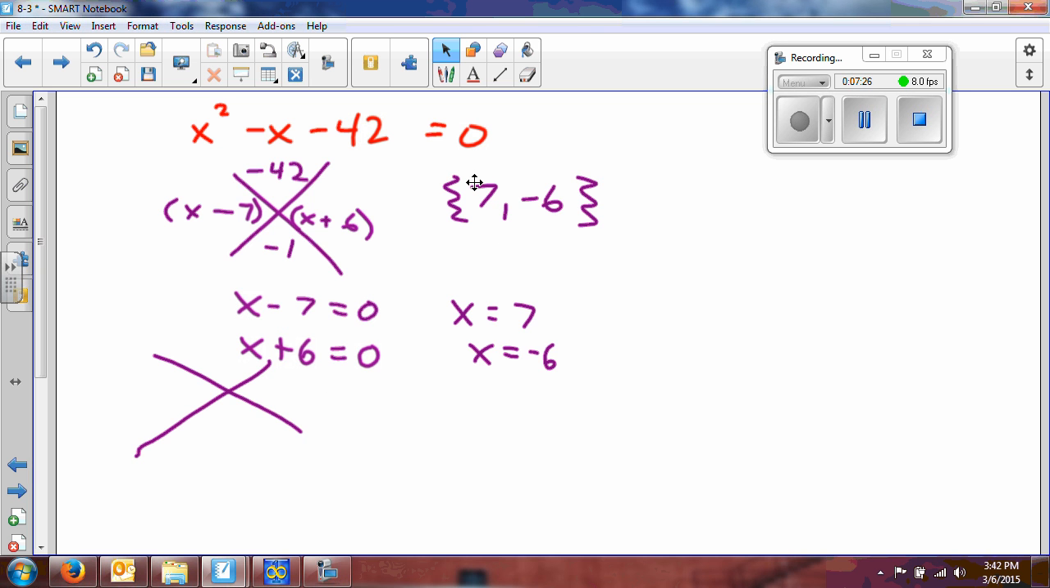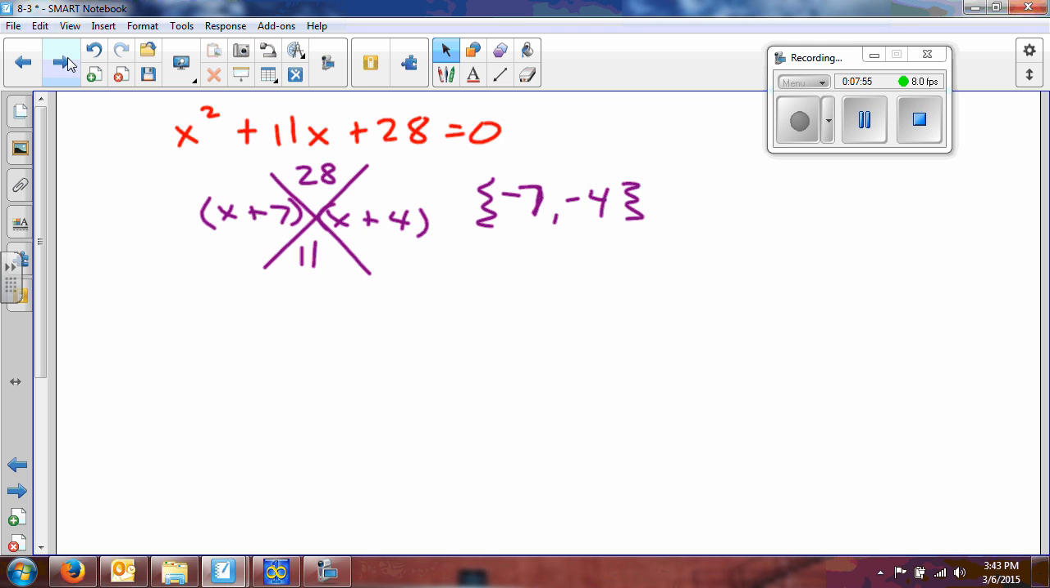Now, you have to put your answers in these braces here. Okay. Can't have parentheses because that's an XY point. I want these braces. But if you notice, 7 and negative 6 are the exact opposite of the two numbers we originally found. Okay, so negative 7 times 6 gets me this. And if I pull a positive 7 and negative 6, I don't even need to set up the equations or anything like that. It's a little shortcut.